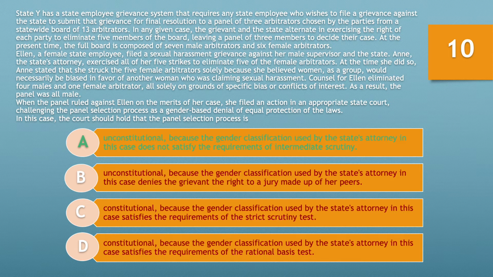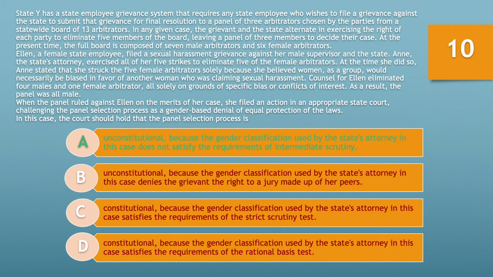In this case, Anne, the state's attorney, exercised all of her 5 strikes to eliminate 5 of the female arbitrators, and at the time she did so, Anne stated that she struck the 5 female arbitrators solely because she believed women, as a group, would necessarily be biased in favor of another woman who was claiming sexual harassment. Based solely on this, the court should find that the selection was unconstitutional based on an improper gender classification, which in fact does not meet the requirements of intermediate scrutiny.